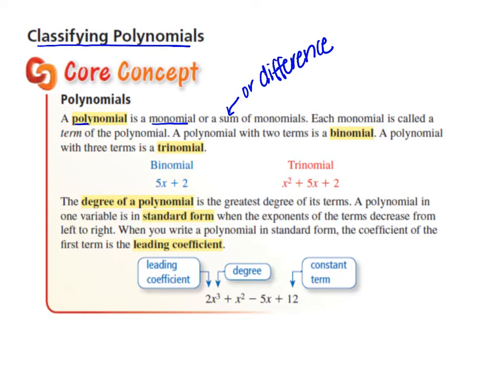Poly means many, right? Many terms. Each monomial is called a term of the polynomial. A polynomial with two terms would be a binomial. And we can look at some other things we know to help us remember that two terms is a binomial, right? That bi is two.